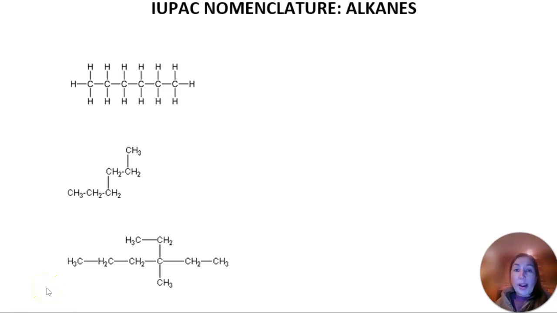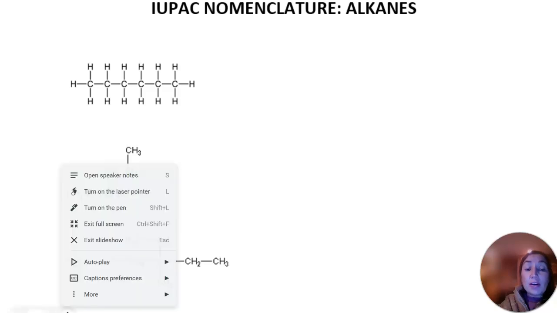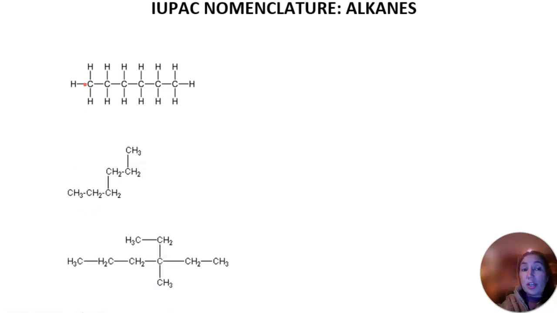Now we're going to do some practice naming alkanes in this video. So some practice with IUPAC nomenclature of straight and branch chain alkanes. So what's the main thing we need to do? Well, we first look for a parent chain, and we're going to count the longest continuous parent chain.